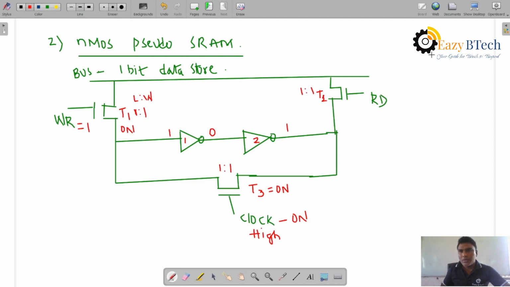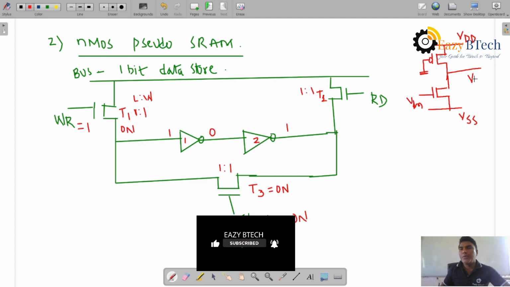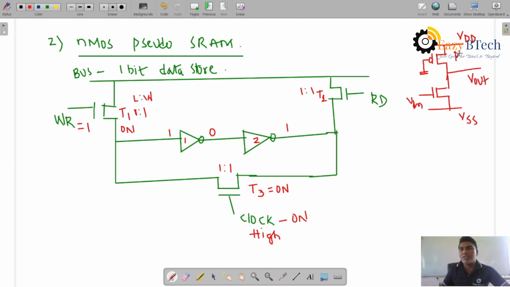Let me tell you here, the pseudo inverter is like this. The pull-up is a PMOS transistor with its gate connected to ground, and this one is an NMOS transistor. This is VDD and VSS, with input and output. Since the PMOS gate is grounded, it is always an on transistor. In the NMOS inverter, the depletion mode transistor is replaced with a PMOS transistor. So the complete circuit is a pseudo NMOS inverter, with the PMOS connected to ground VSS, so it is always on.